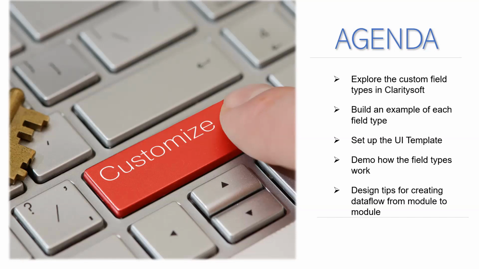So our goal, our agenda today is to explore the different custom field types that we have in ClaritySoft, and there are quite a few. Build an example of each one, put them in the UI template, and then show you how the field works in the database. And then while talking about all of those, give you some design tips for creating data flow from module to module. We now have the capability to get data to flow all the way through the whole database. And that's my next slide here, is to show you that diagram.